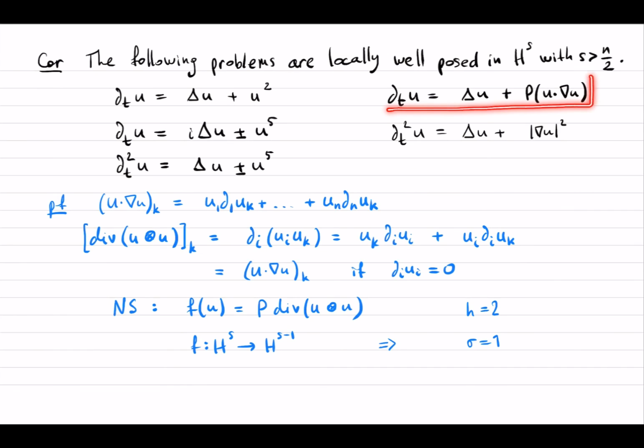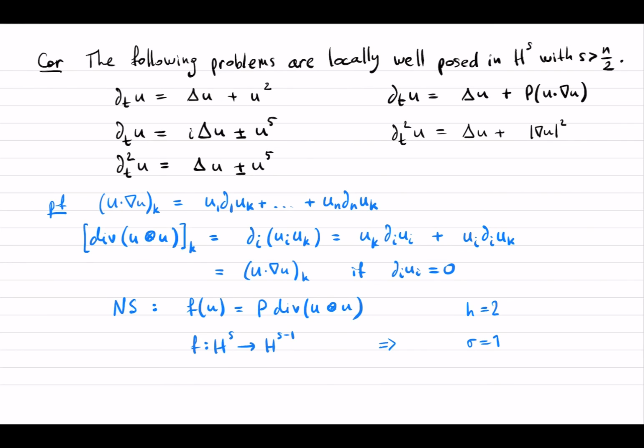The fourth problem is the Navier-Stokes equation. Now, for this problem, we need to write the nonlinearity in a slightly different way. So let's compute the kth component of the nonlinearity first. So it is simply directional derivative along u. So we get u1 d1 plus and so on, un dn applied to the kth component of our vector field. Now let's compute this divergence.